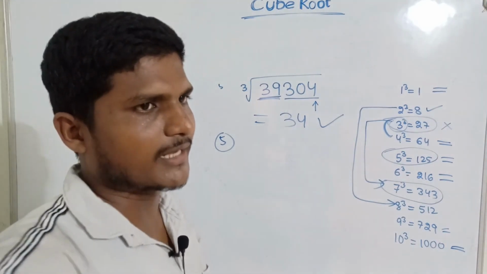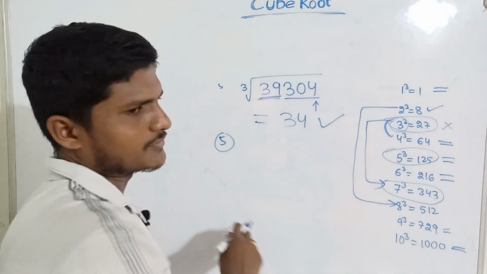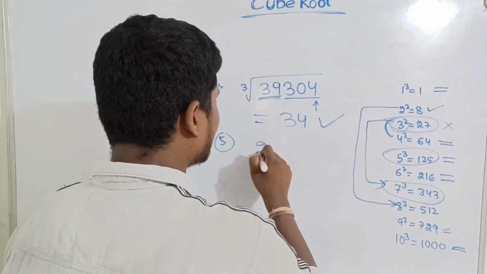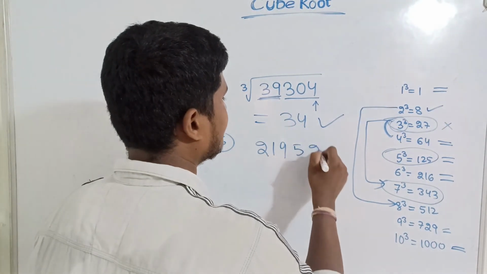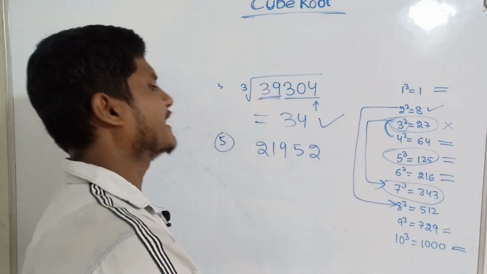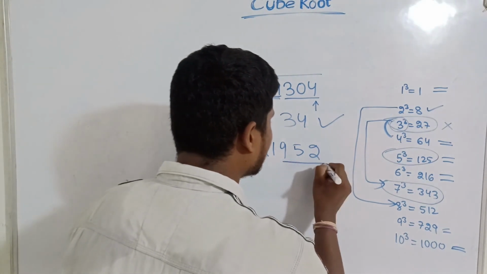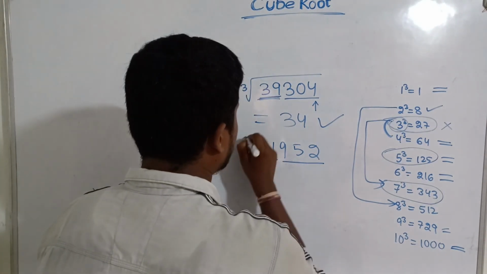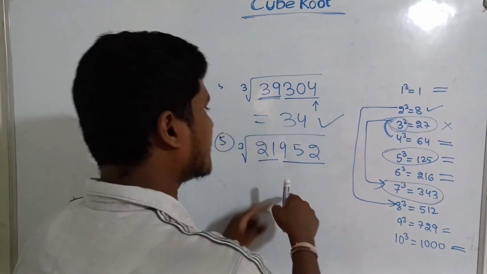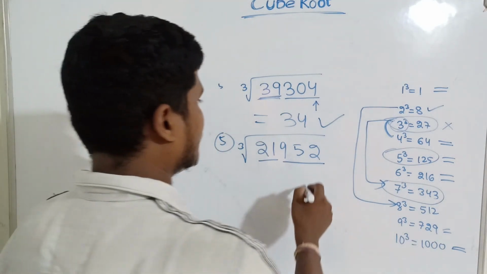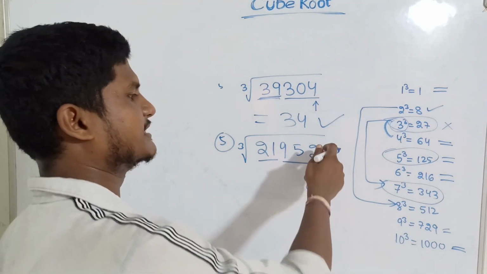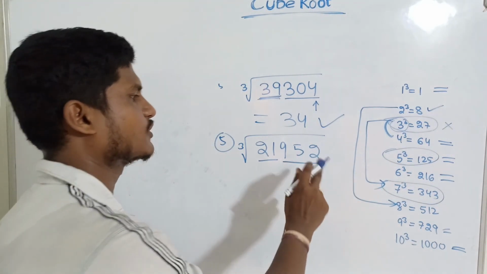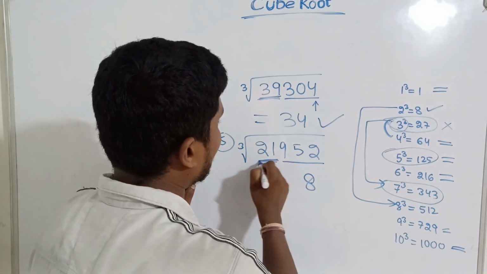Another question. Suppose 21952. Here also, same, there are 3 places and the remaining 2 places. So which number has unit digit 2? I know that 8 cubed is 512, that means unit digit 2. 2 cubed has unit digit 8, 8 cubed has unit digit 2. So 8. So here 21.